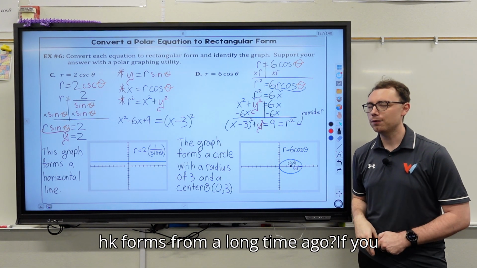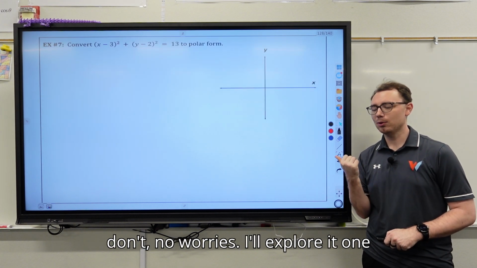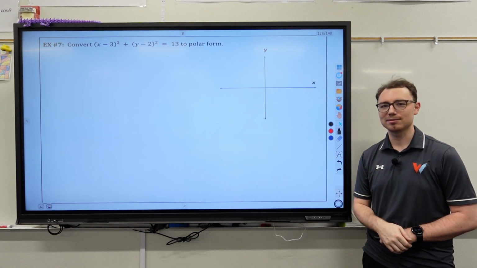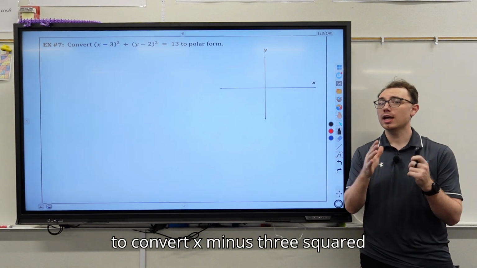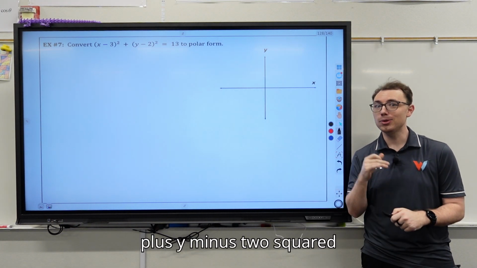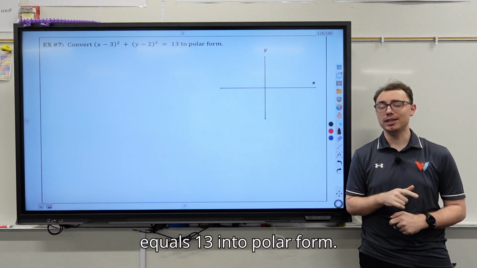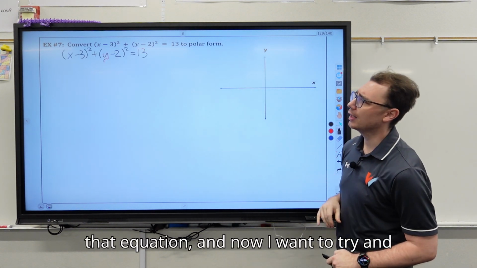Remember those hk forms from a long time ago? If you don't, no worries. We're going to explore it one more time in example 7. In this final example here, we're going to convert x minus 3 squared plus y minus 2 squared equals 13 into polar form. My first step here is just to rewrite that equation.